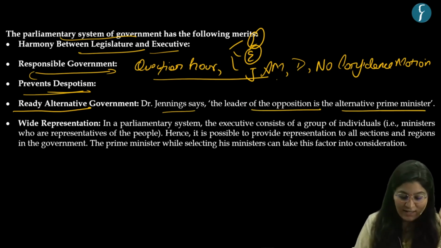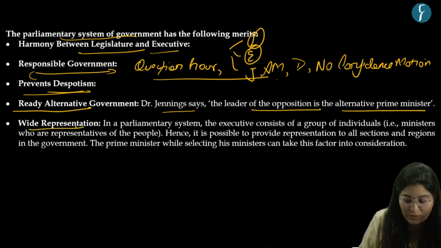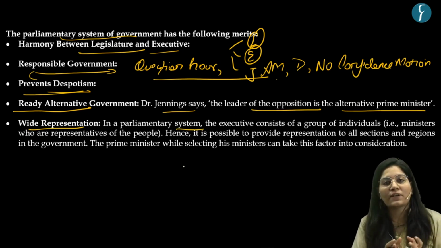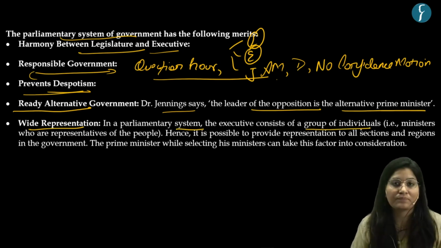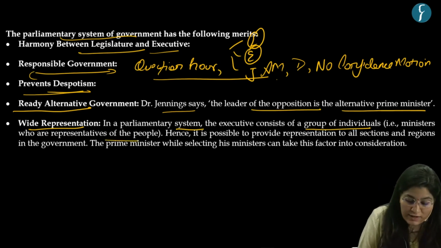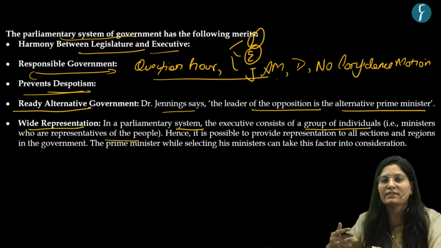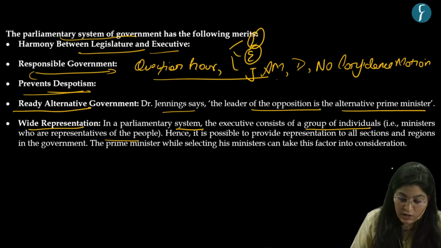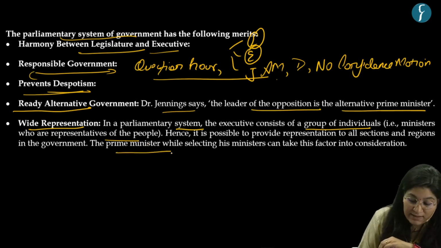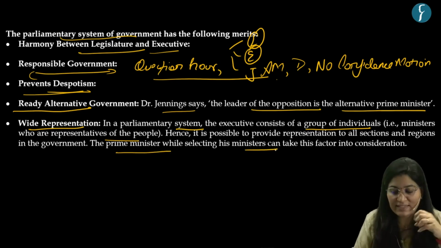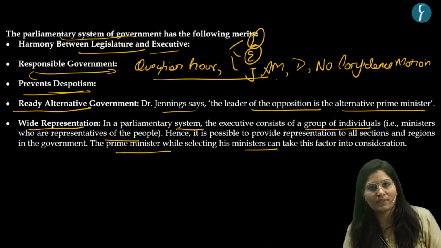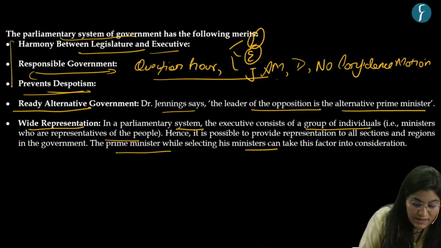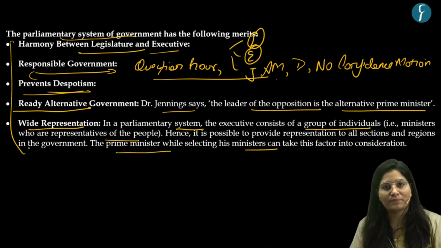Okay. The next is wide representation. In a parliamentary system, the executive consists of a group of individuals, that is ministers, who are representatives of the people from different sections, from different regions. Okay. So basically, the prime minister, while selecting his ministers, can take this factor into consideration. Okay, because it enhances wide representation. So these are the important merits of the parliamentary system of government.